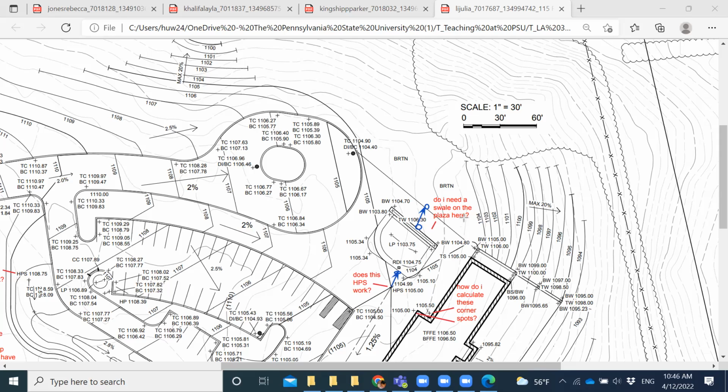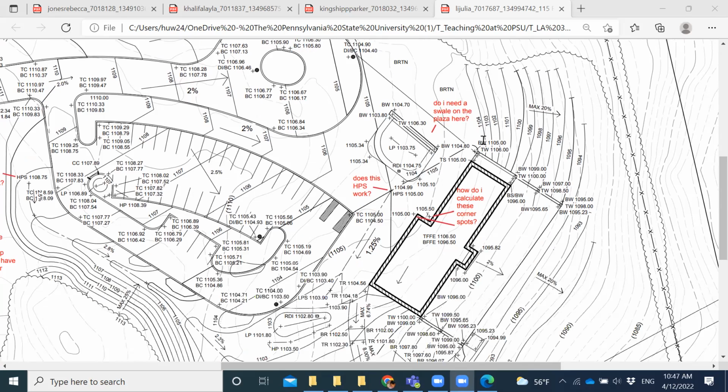Some of your water is still going down in this area though. Okay, okay. Okay. Does this HPS work? Is 1105.40? Yes, it works. Yeah, they can touch. That's okay.